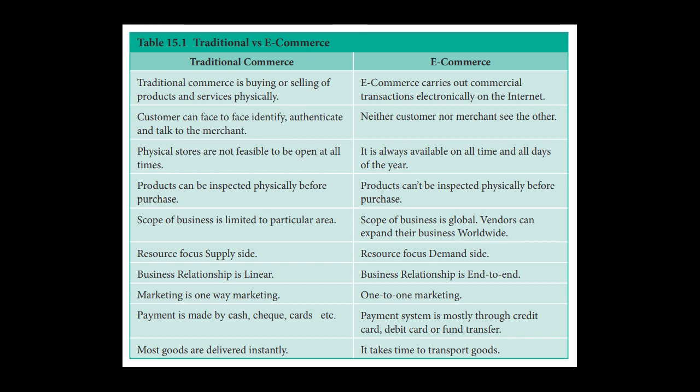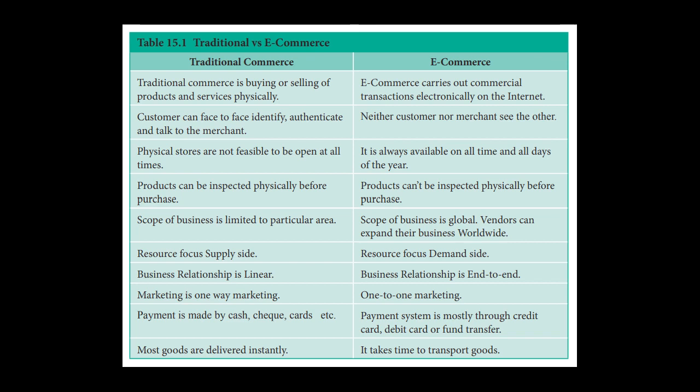And the next point in traditional commerce is that products can be inspected physically before purchase. Here in e-commerce, products cannot be inspected physically before purchase. That means when you go to a shop, before getting that product, you can touch it, or if you are buying a mobile, you can see it, right? Sometimes they have a demo piece, so you can use it also. You can try it and select the one you feel comfortable with, right?